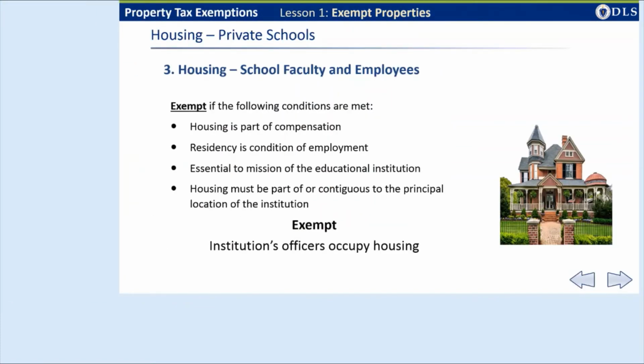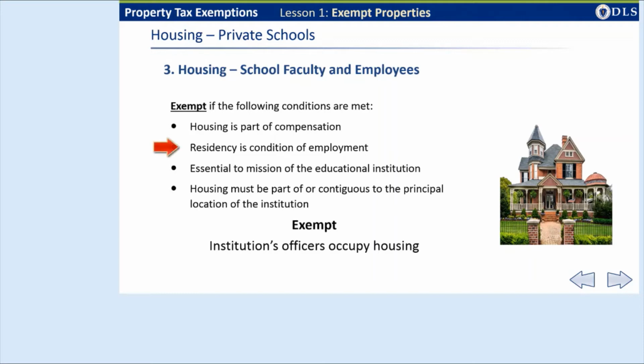Housing owned by a nonprofit educational institution and used by faculty or other employees is occupied by the organization's officers and exempt if certain tests are met. First, the faculty housing is a means of adjusting the employee's compensation so that rent, if any, is minimal and not intended to produce income for the institution.